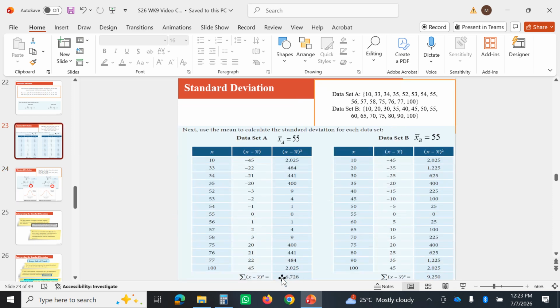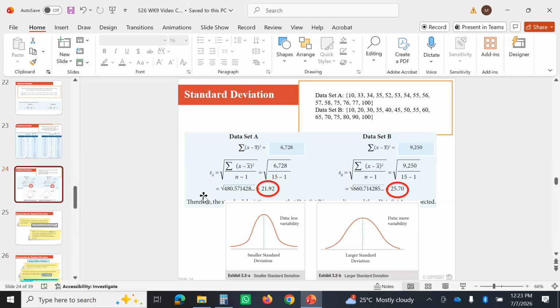So you take this value here to find the variance. And that's your formula, right? Which was s squared. And then you do the square root. In this case here, they just went right to the standard deviation, right? S is equal to the square root of the variance. Plug in your numbers there. There's your 6,728 divided by n minus 1, which is 15 minus 1 is 14. In this case here, you get a standard deviation of 21.92.